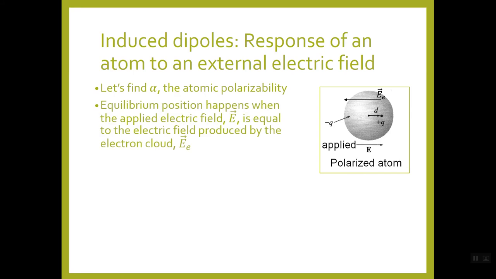The equilibrium position, once we apply the electric field, is going to happen when the electric field E is equal to the electric field produced by the electron cloud, which I'll call E sub e. So when the electric field that we apply is equal to the electric field that's due to this electron cloud at this point where our nucleus is.